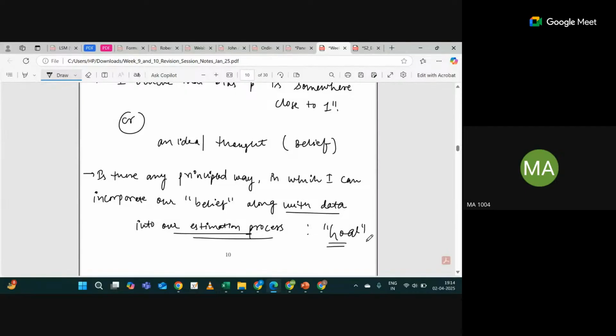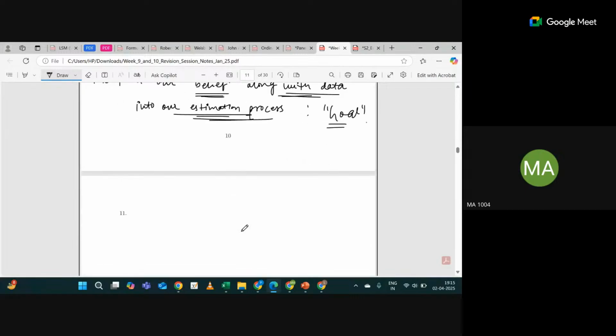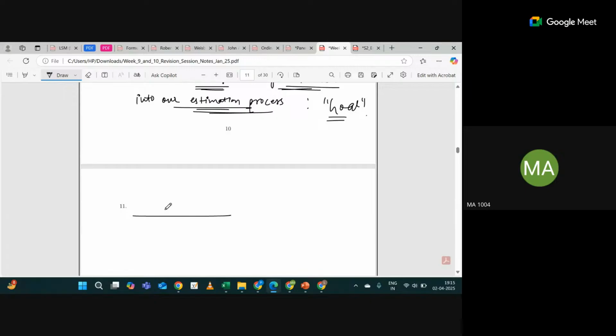You have some belief, some thought, from your prior experiences. My main goal is: is there any principled way in which you can incorporate your belief along with the sample data into our estimation process? We have to estimate our parameter, right? So what I mean by P is somewhere close to one is that you just have prior experience. Suppose this is zero and this is one. You can say P is somewhere close to one here, right?